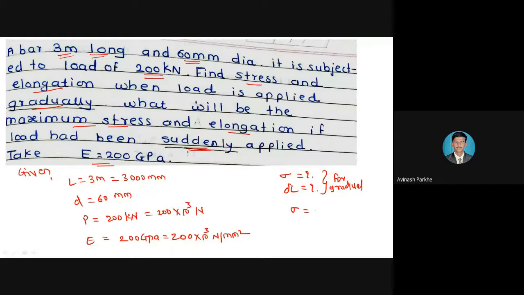Similarly, we have to calculate sigma. We have to calculate deformation for suddenly applied load. Now do the calculation. Write down case number 1: gradually applied load. Use the formula for the gradually applied load for the stress calculation. Then use the formula for the deformation calculation. For both conditions, the deformation formula will be same. Delta L is equal to sigma L upon E.